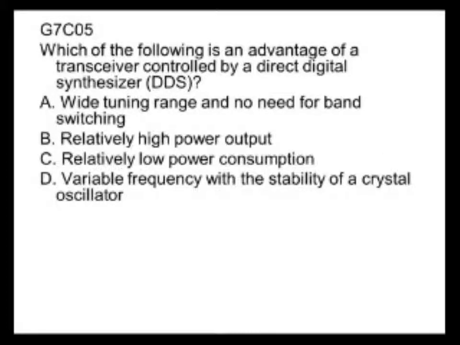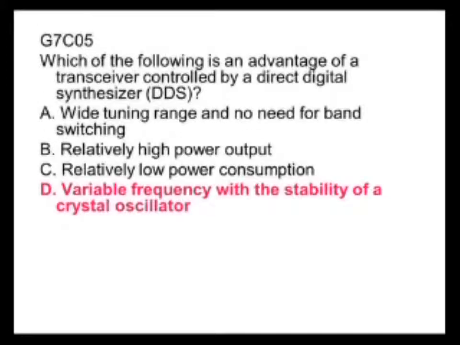Which of the following is an advantage of a transceiver controlled by a direct digital synthesizer? A synthesizer is a frequency generator, and it's extremely accurate. It is crystal controlled, but it has a wide range of frequencies that it can generate, so we're able to get variable frequency with the stability of a crystal oscillator.